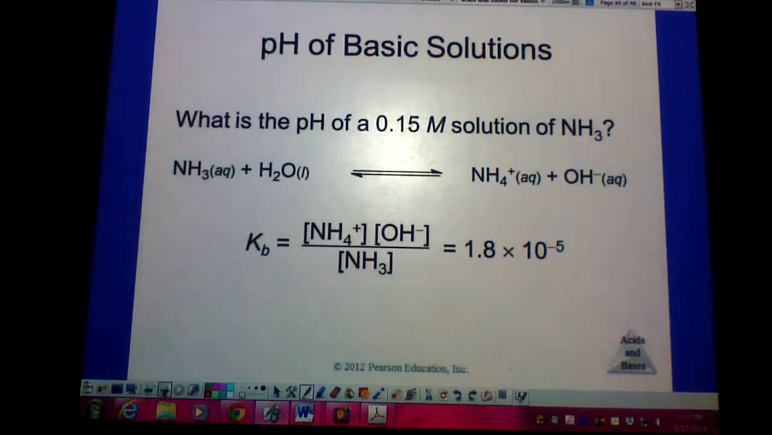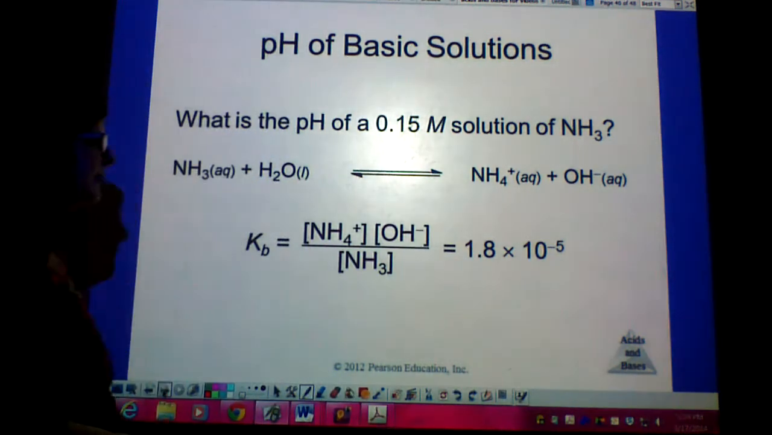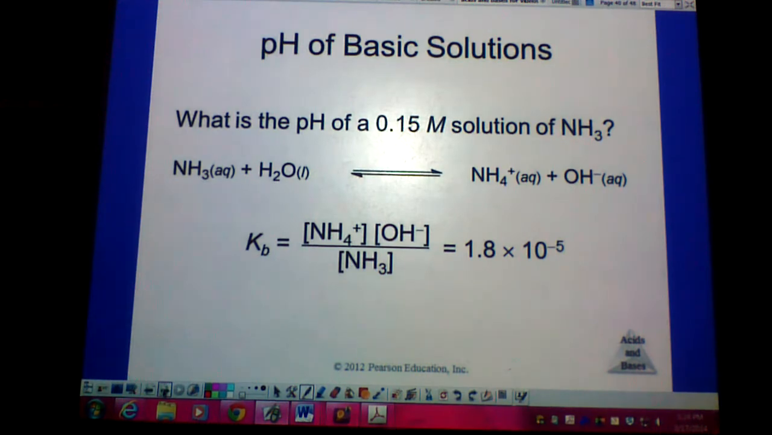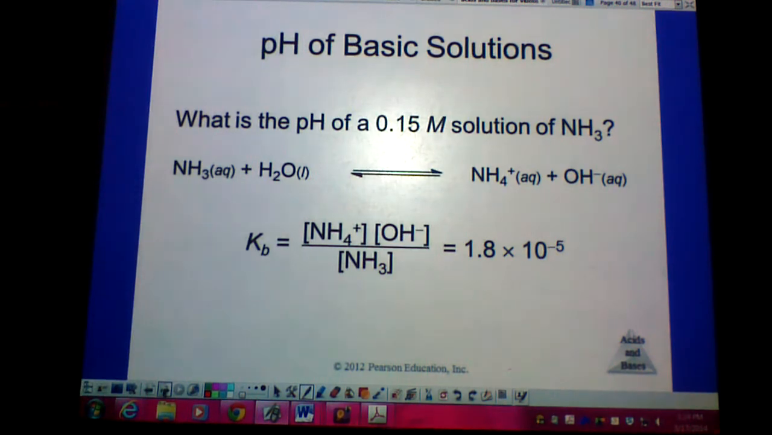Okay, so just like we did with acidic solutions for pH, we can also find pH for a basic solution. This says, what is the pH of a 0.15 molar solution of ammonia, NH3? The first step, I would say, is write your reaction, write your equilibrium expression. Those are the first two steps, and they're done here for you. So I have NH3 reacting with water, making ammonium ion and hydroxide ion. Then my equilibrium expression looks good. I have the product of the products over the reactant, and I also gave you Kb, because we're on bases. So I gave you the base dissociation constant, which is 1.8 times 10 to the negative fifth.